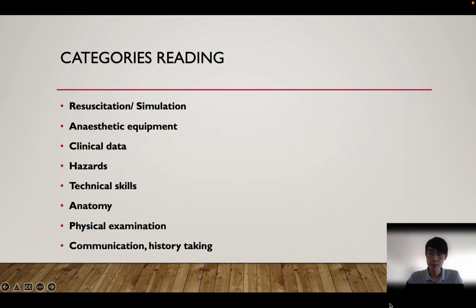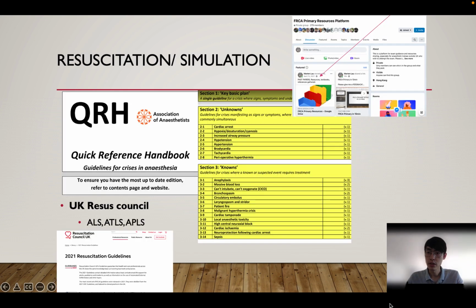Apart from the mock paper, you have to read materials that are targeting the OSCE stations. So I would categorize the reading materials accordingly. For the resuscitation station, I would highly recommend the Quick Reference Handbook from the Association of Anaesthetists. It includes an extensive list of common anaesthetic emergencies that gives a step-by-step management guide, which is very good for the exam. You can find it in my Facebook resources platform, Google Drive.